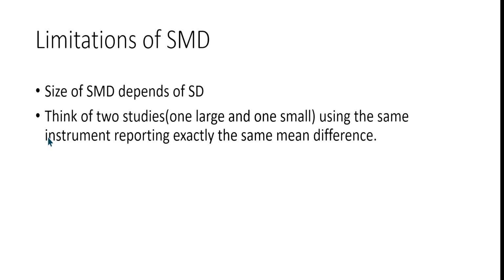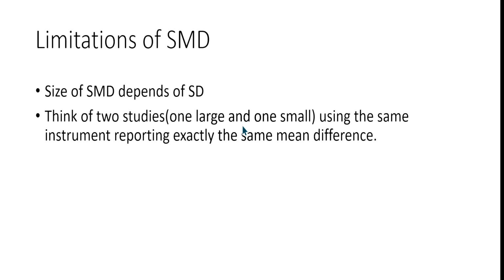But the problem is standardized mean difference is not a magic bullet. It has its own limitations. One limitation is that the size of the standardized mean difference depends on the standard deviation, because if you remember, the pooled standard deviation is at the denominator. So the SMD is the mean difference divided by the standard deviation. If your standard deviation is very large, your standardized mean difference gets small, and if your standard deviation is small, especially in large trials, your standardized mean difference gets high. Let me give you one example.